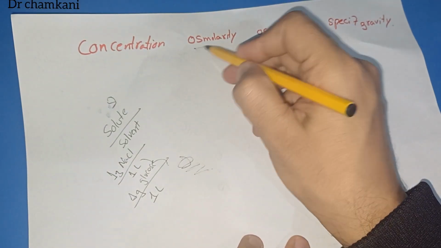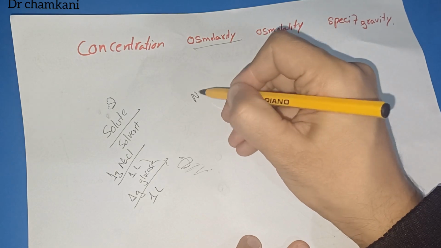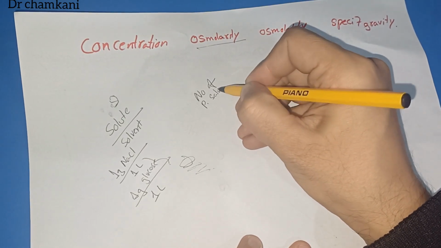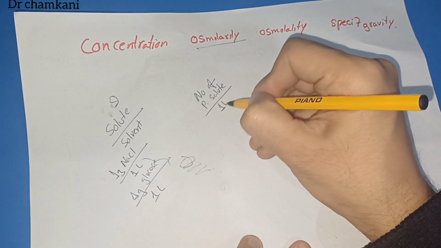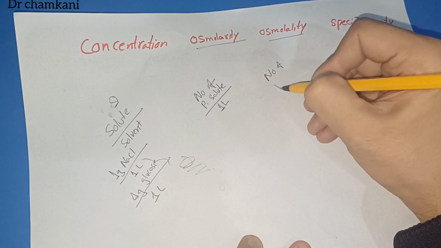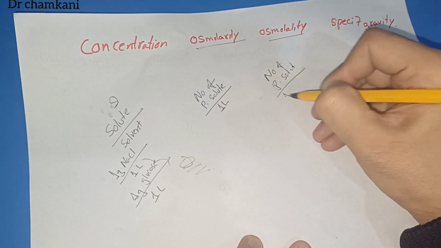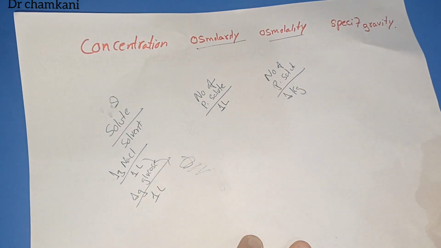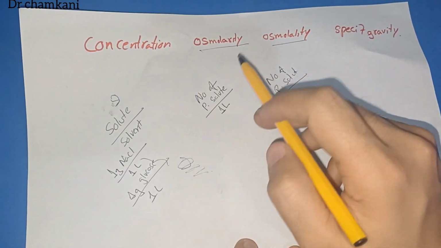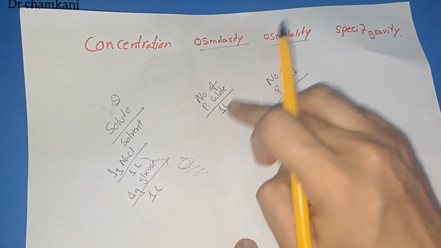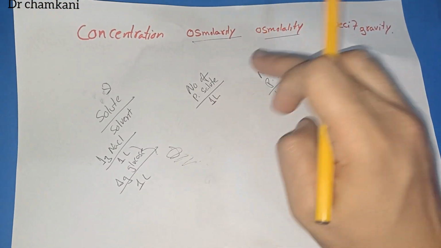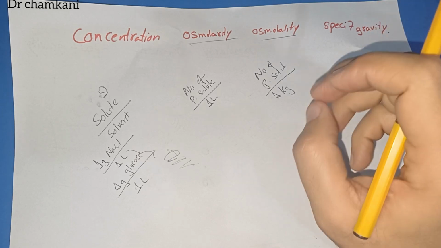This is concentration. Osmolarity, on the other hand, is the number of particles of solute per liter of a solvent, and osmolality is the number of particles of solute per kg of a solvent. Now osmolarity and osmolality are more or less the same, but the only difference is osmolarity is the number of solute particles in the liter, while osmolality is the number of solute particles per kg of a solvent. So here we take liters and here we take kilograms.